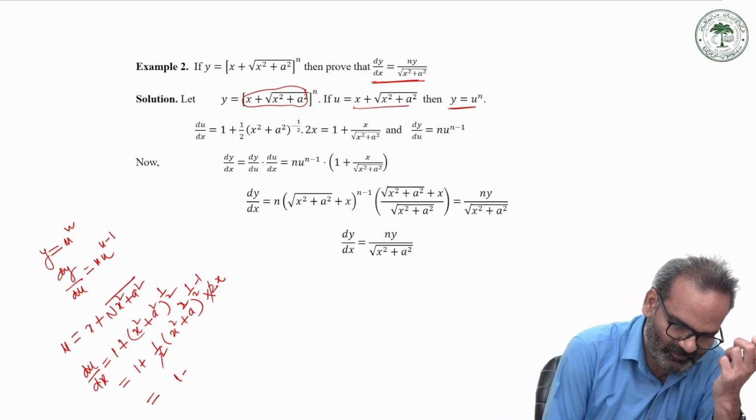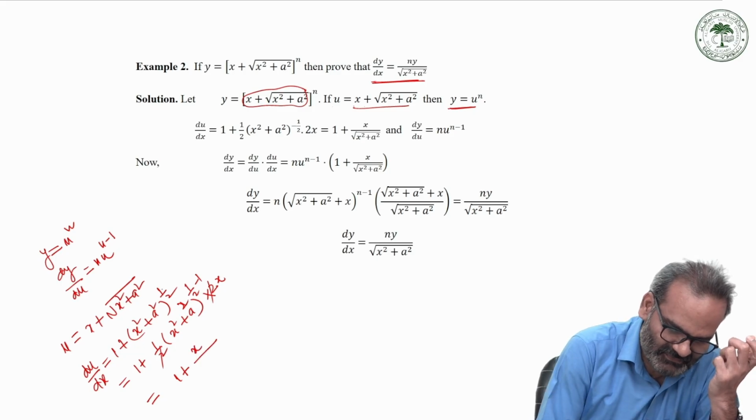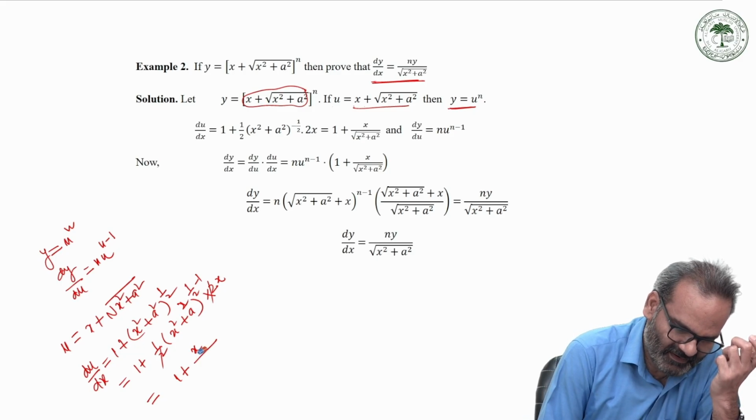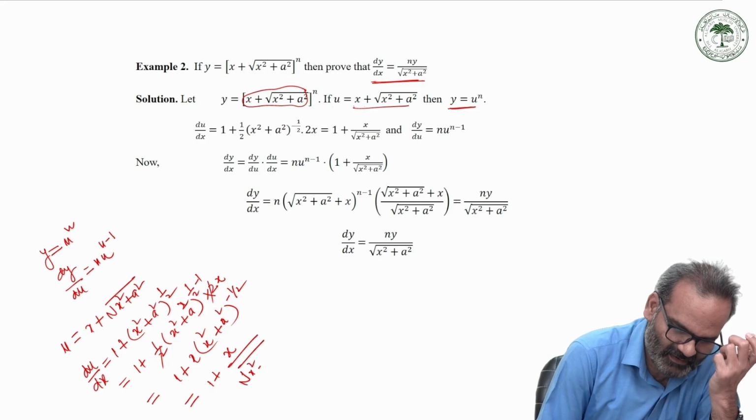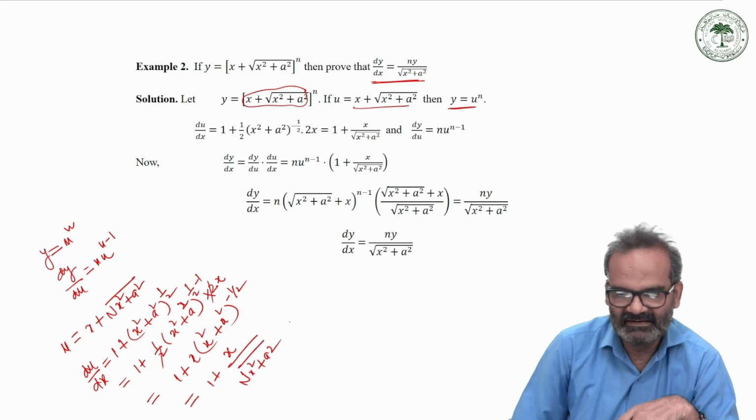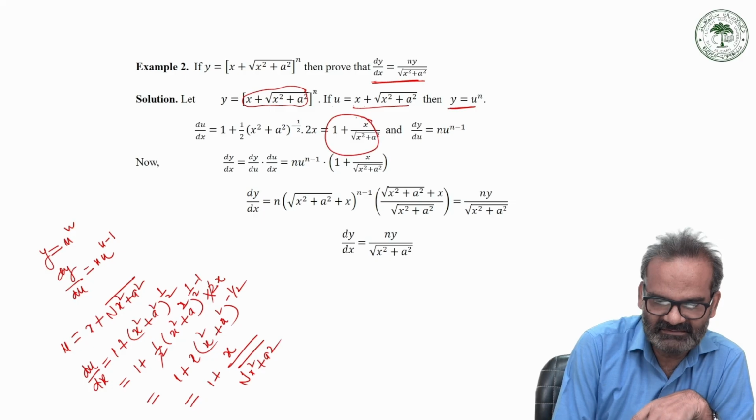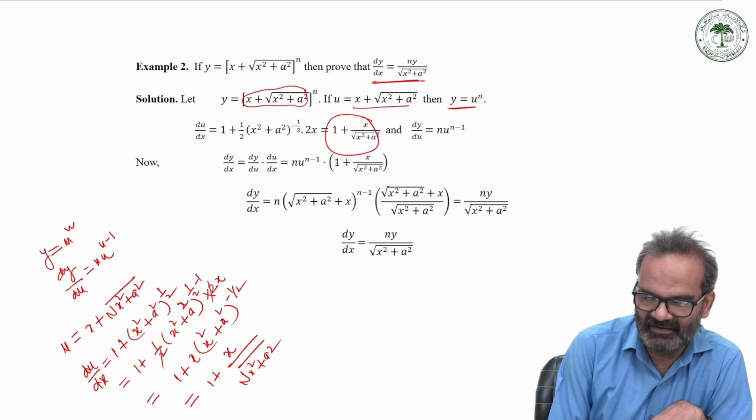What is left? 1 plus, here we are having x. Transfer this power to the denominator, right? One more step. 1 plus x into x square plus a square to the power minus 1 upon 2, and this is equal to 1 plus x divided by root x square plus a square. See this. This is the derivative of u. So du over dx is there, dy over du is there.